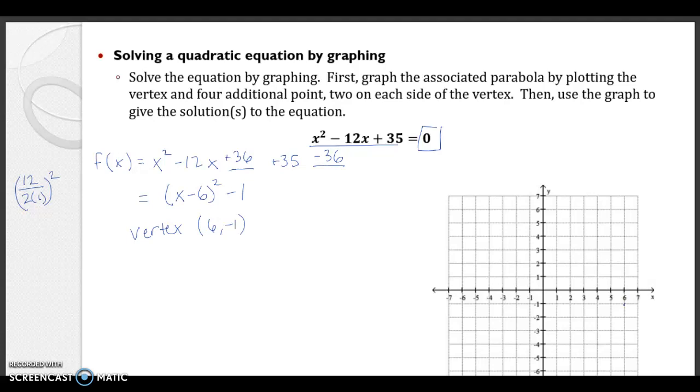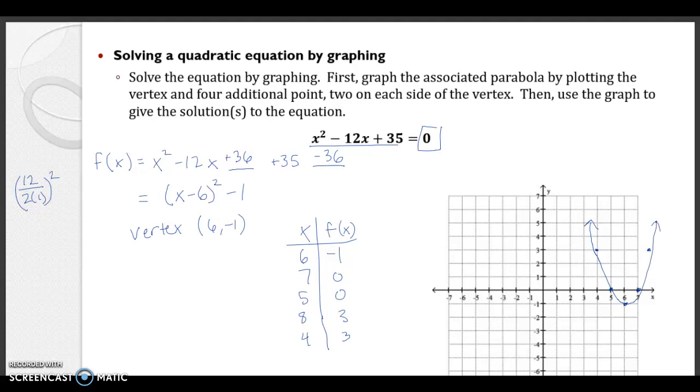So I'm going to have a vertex here. Now, to plot this, okay, let's plug in 6. Oh, that was my vertex, so I'm going to get negative 1. When I plug in 7, I'll get 0. When I plug in 5, I'll get 0. When I plug in 8, I'll get 3. And when I plug in 4, I'll get 3. So my parabola is going to look like this.